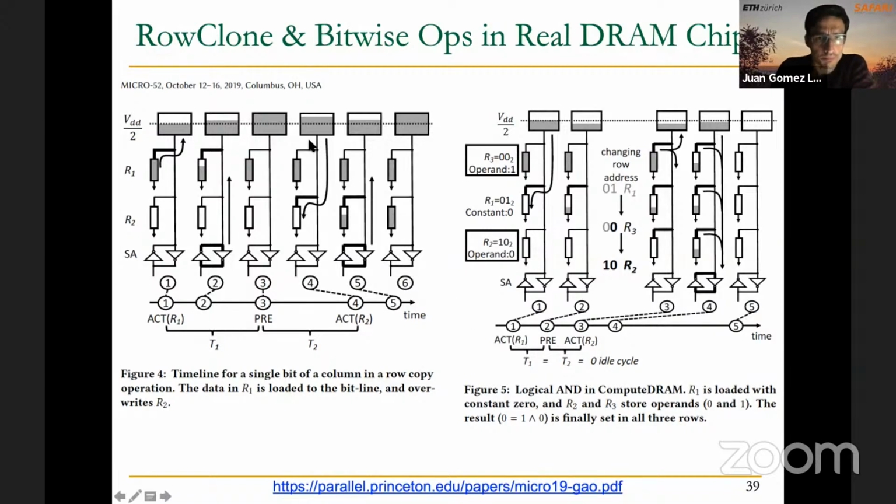So, these 2 figures here explain more or less how a row copy operation, kind of a RowClone operation, copying one whole row into another row inside DRAM, works, or also how to activate 3 rows at the same time in order to execute some logic operation, like an AND, for example.